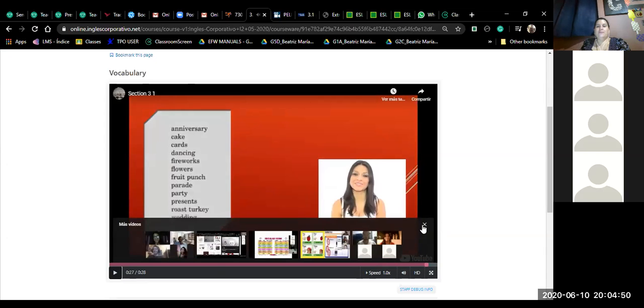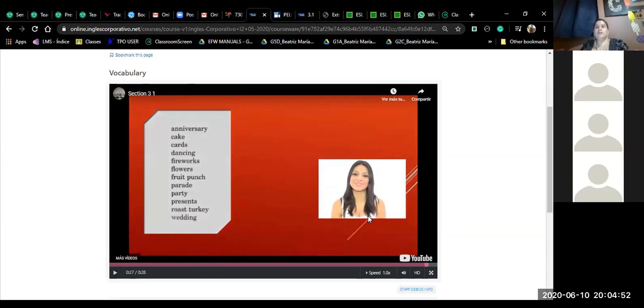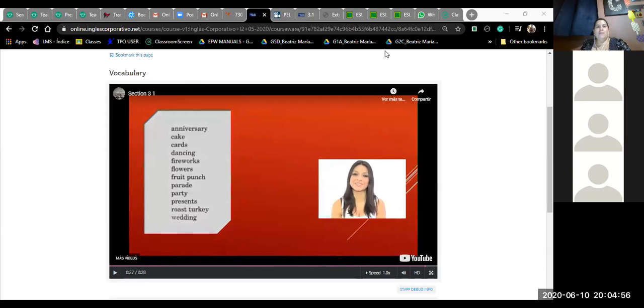I'm gonna stop there. So these are words related to celebrations, but let's brainstorm all together. I'm gonna write here a list of words that you come up with. Can you tell me words related to anniversaries, for example? So let's start first with anniversaries. ¿Qué se les viene a la mente? Let's brainstorm. What comes to your mind with anniversaries?